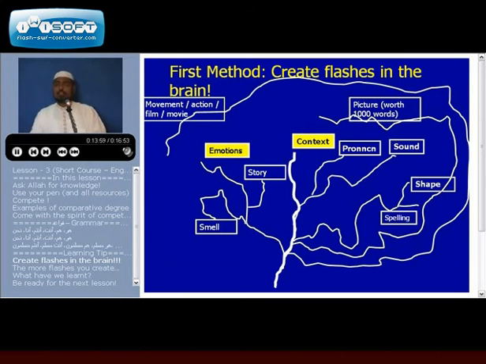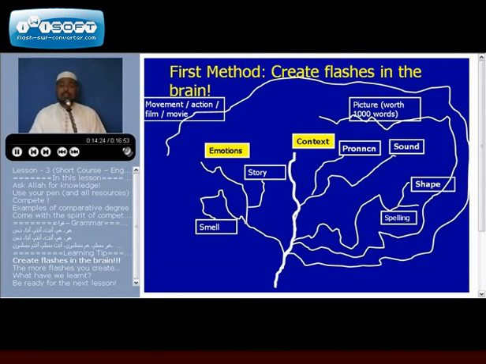Emotions: if you happen to ride an elephant and you remember something about it, then that is also printed in your brain along with elephant. Similarly, story. When I say "feel" in Arabic, I'm sure you are remembering the story of Abraha, because that connection, that flash, is stored in your brain along with the word feel.